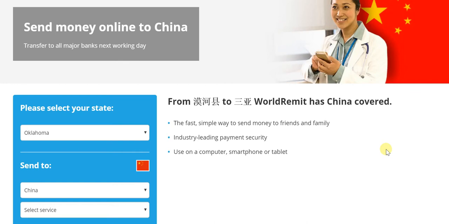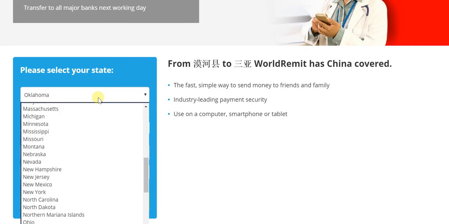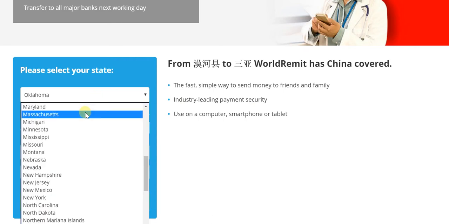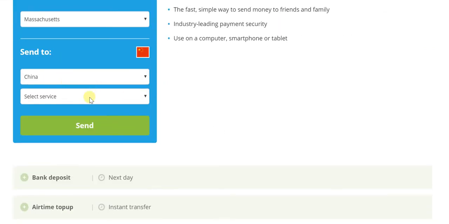And of course, it is extremely flexible. Whether it's a computer, a smartphone, or tablet, it does not matter. Any device, as long as you can connect online and get onto WorldRemit, you will be able to use the platform with equal ease. Now, the next step here is to choose the state from which you are intending to send money. So let's choose Massachusetts, and we're sending to China.